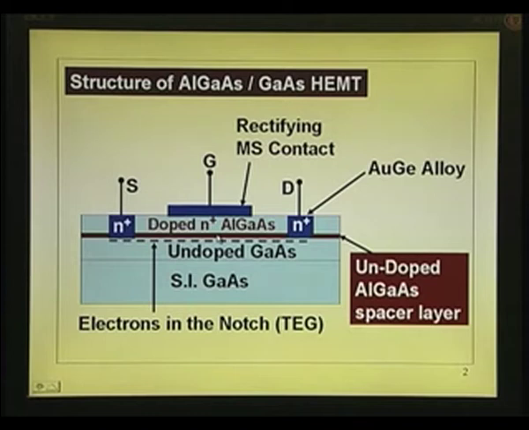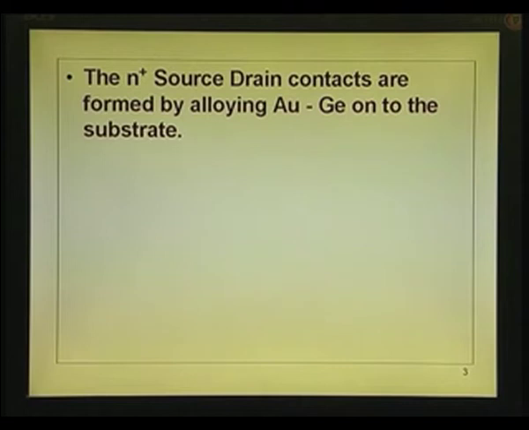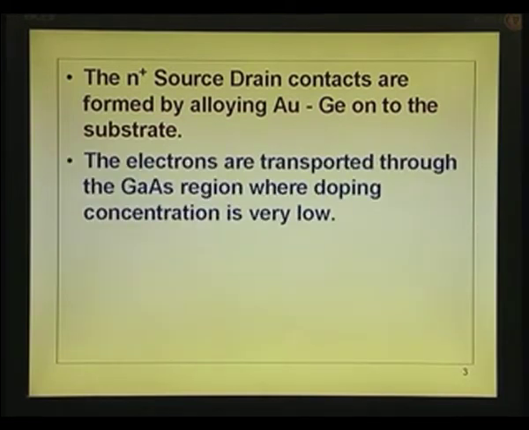But still the notch is at this point. The notch is at the point at which there is a change from gallium arsenide to aluminum gallium arsenide. Also, you can see N+ source and drain contacts are formed by alloying gold germanium on the substrate. The electrons are transported through the gallium arsenide region where doping concentration is very low. This sums up what we discussed last time.